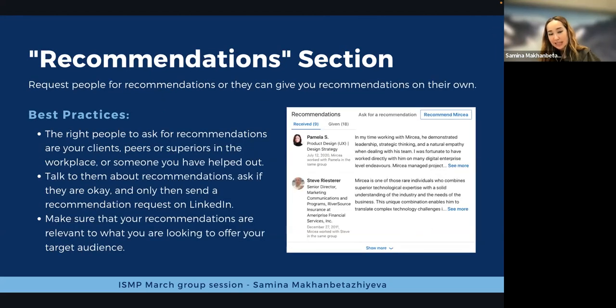The recommendation section is where you can request recommendations from people, or they can give them to you on their own. This usually displays as a testimonial on your profile, in quotation marks, and the profile of the person who gave it stands right next to it. So if recruiters go into your profile and see some recommendations, they can check out the profile of the person who gave that recommendation. If it comes from a really well-established person, it has a good, decent amount of value.